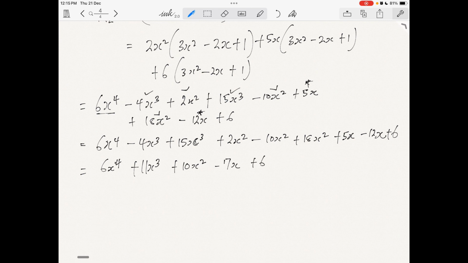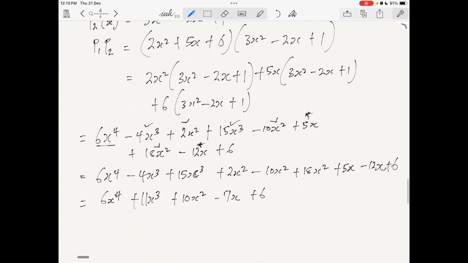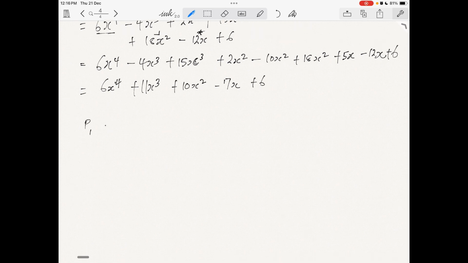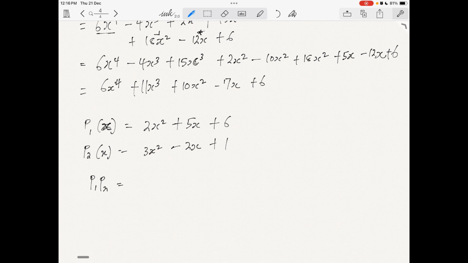Right, so it's just like normal opening of brackets. So now let's consider something. We know that p1 of x is equal to 2x squared plus 5x plus 6, and p2 of x is 3x squared minus 2x plus 1. And when we evaluated the product, we had 6x raised to power 4 plus 11x raised to power 3 plus 10x squared minus 7x plus 6.